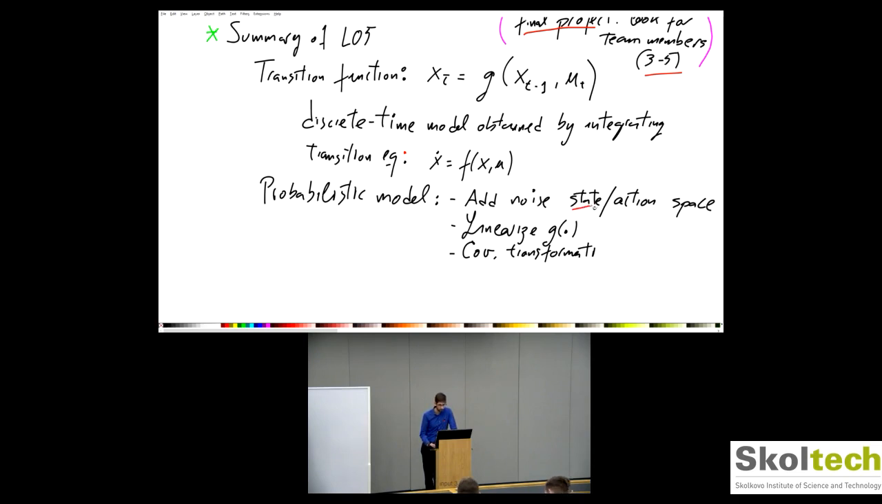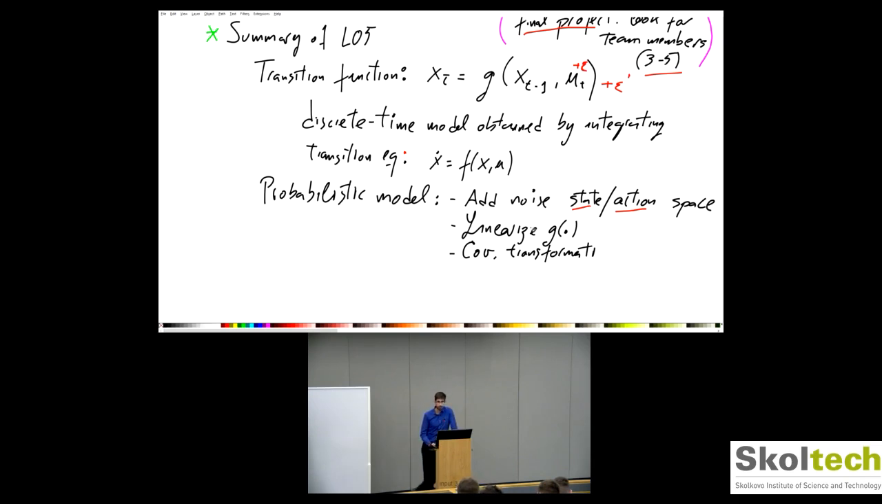We then discussed whether the noise goes in the state space or in the action space. If you remember, one was here and the other was here. There was a comment: what happens if you have noise in both places? So you have noise in the actions you're executing and this transition function also has noise. It's fine, you can consider both.